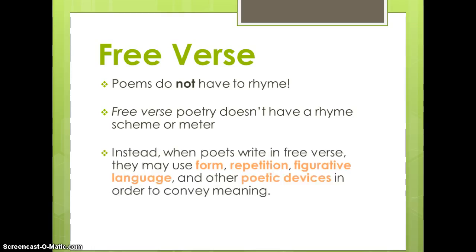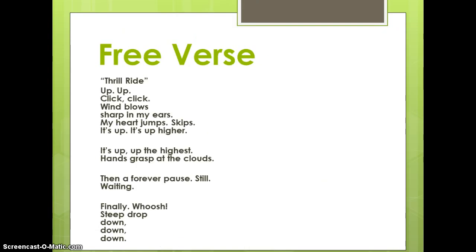Poets who want to write in free verse use other poetic devices to create meaning. They might use repetition. Some of our figurative language examples use form to indicate that it's a poem. They have lots of options. They don't just need to use rhyme. Let's look at this poem together. It's called Thrill Ride.